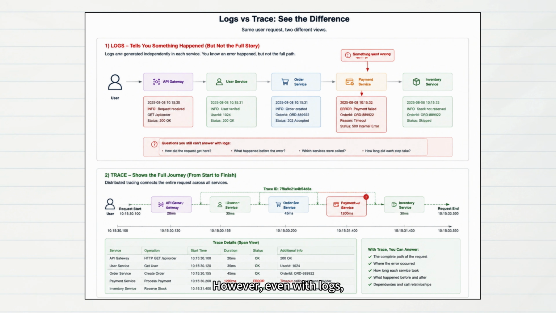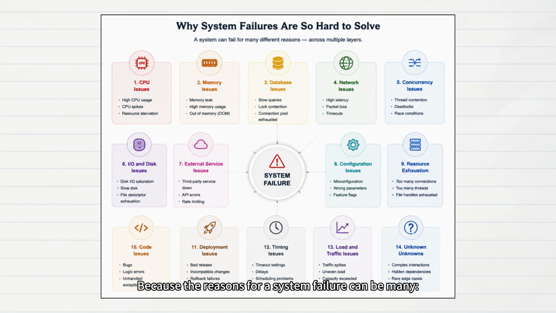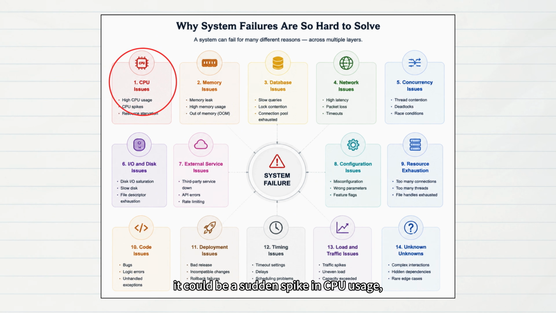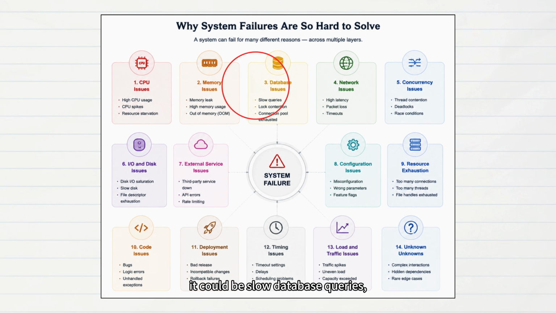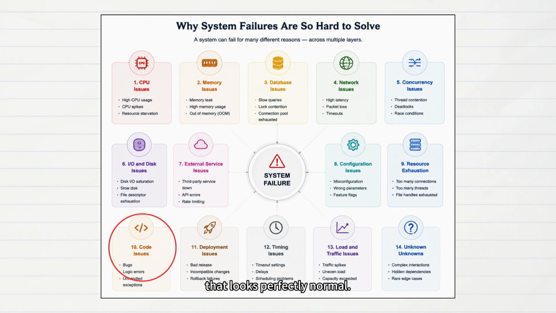However, even with logs, monitoring, and tracing, problems in large software are still very hard to solve because the reasons for a system failure can be many. It could be a sudden spike in CPU usage. It could be a memory leak. It could be slow database queries. It could be network latency. It could be thread contention. It could even be a line of code that looks perfectly normal.